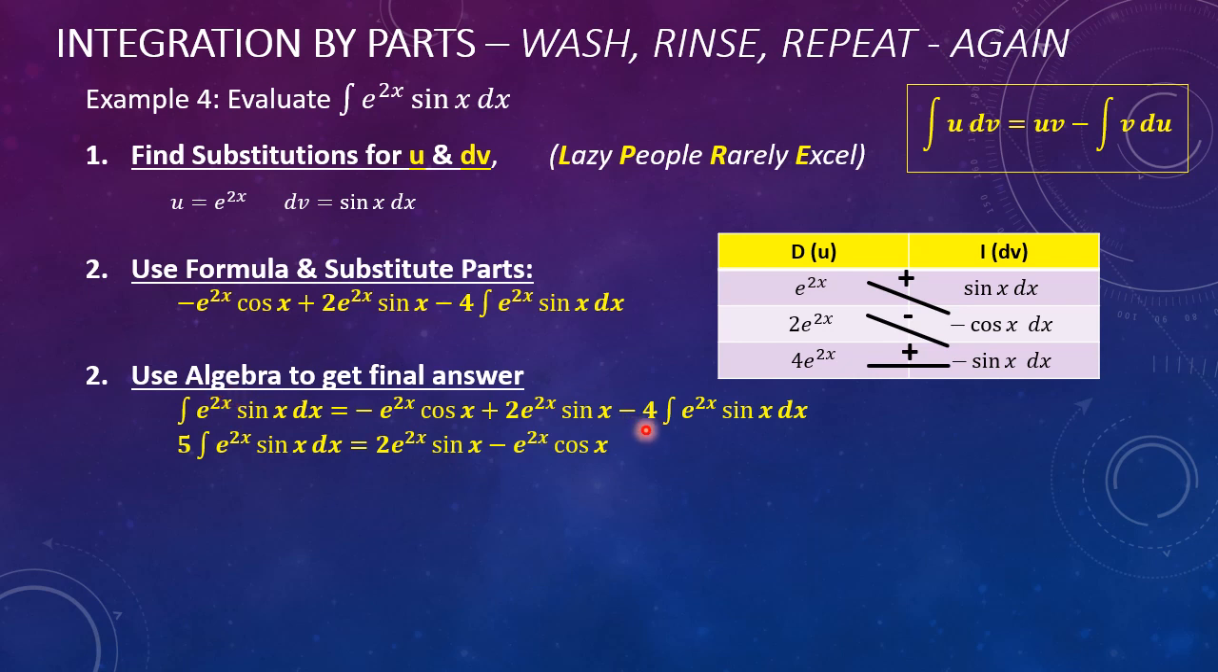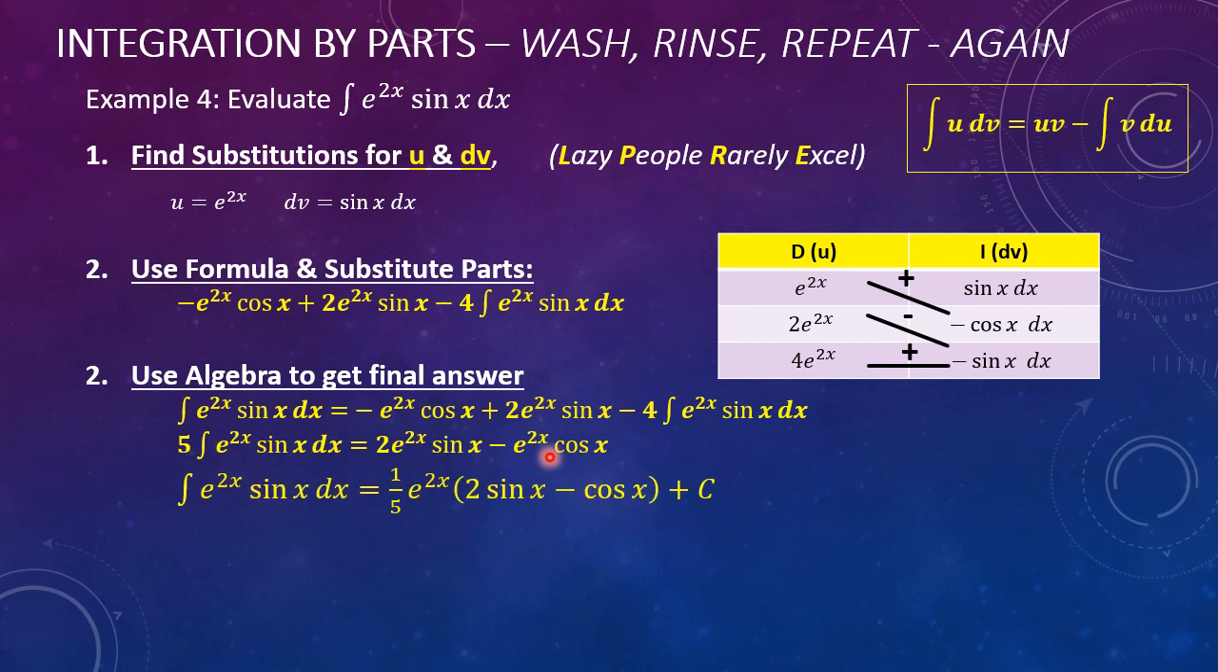So the first thing I'm going to do is add 4 integral e to the 2x sine x to both sides. Well, 4 kittens plus 1 more kitten gives me 5 of them, so I have 5 of those integrals. Well, remember, we're trying to figure out what this equals, so all I have to do now is divide the right side by 5, or multiply by 1/5 to get rid of this coefficient, and I now have the answer on the right side.